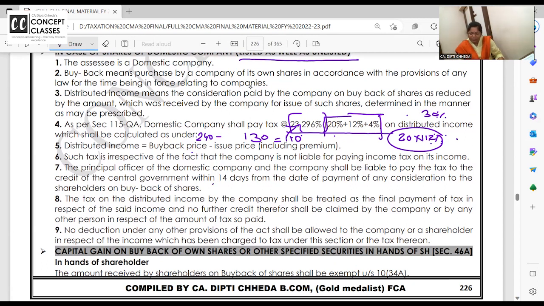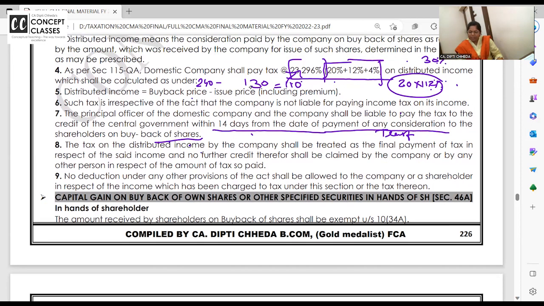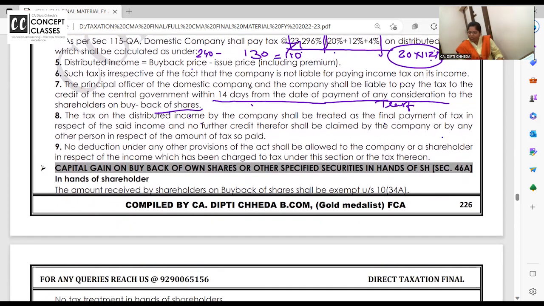The principal officer of domestic company and company shall be liable to pay the tax to the credit of central government within 14 days from the date of payment of any consideration to the shareholder. Whenever you get the shares from the shareholder and you pay any consideration to the shareholder, within 14 days you have to pay this tax to government, 23.296%. Who should pay? Domestic company. Tax on distributed income by company should be treated as final payment of tax in respect of said income, and no further credit thereof shall be claimed by company or by any other person. No deductions and all is allowed to company or shareholder on this.